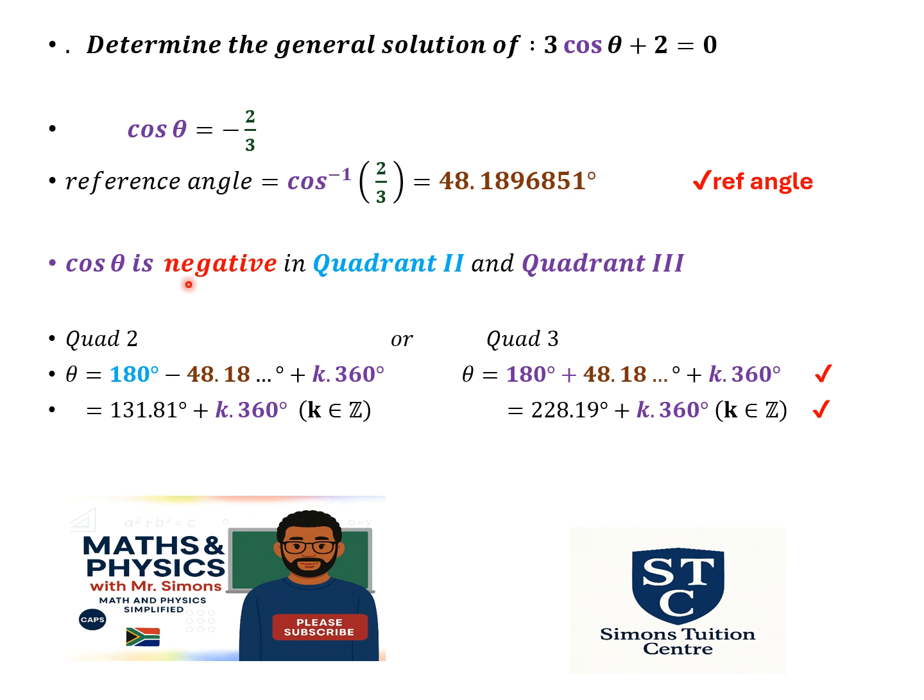In which quadrants is cos negative? Quadrant 2 and quadrant 3. In quadrant 2, 180 minus the reference angle. Quadrant 3, 180 plus the reference angle. So there theta is given equal 180 minus 48,18 plus k times 360. And that simplifies to 131,81 plus k times 360. There 180 plus 48,18 gives me 228,19 plus k times 360. And note k is an element of integers. 1 mark for creating that equation, another mark for simplifying.